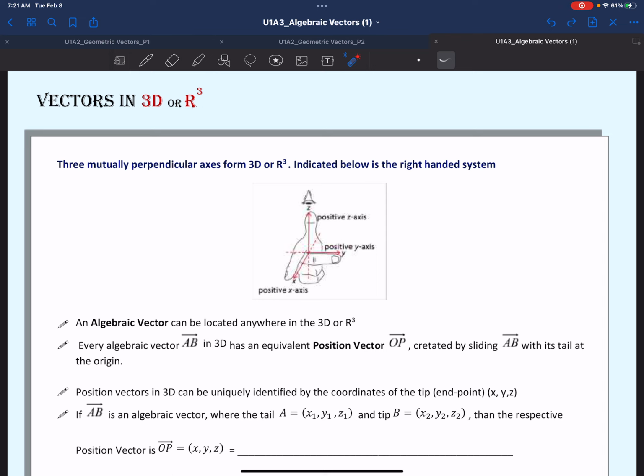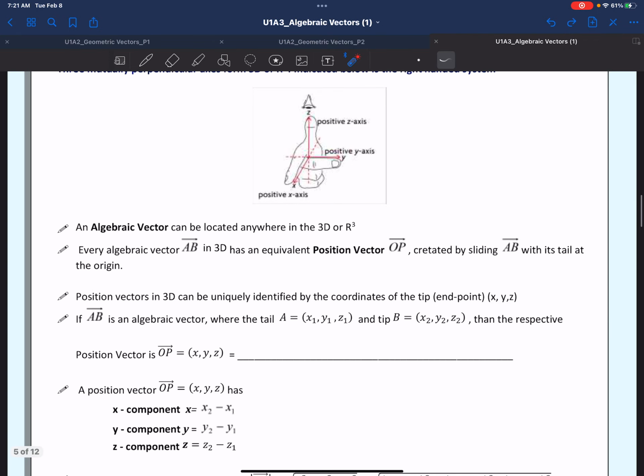So an algebraic vector can be located anywhere in 3D or R3, just like in 2D and R2. So every algebraic vector will have a respective position vector, which is created by sliding the algebraic vector with a tail at the origin. So nothing different than algebraic vectors in 2D. Position vectors can be uniquely identified by the coordinates of the head. Again, same as in 2D.